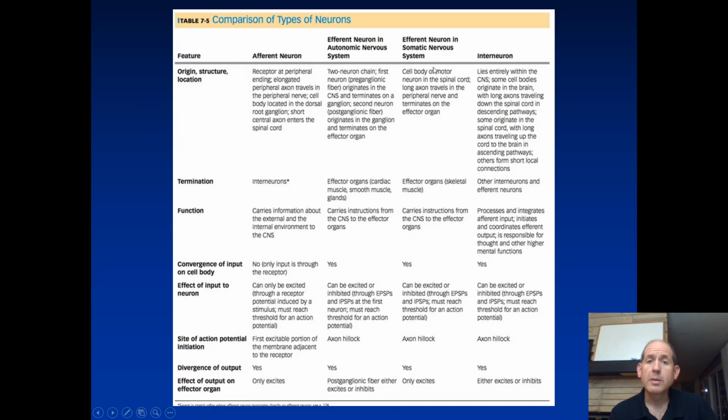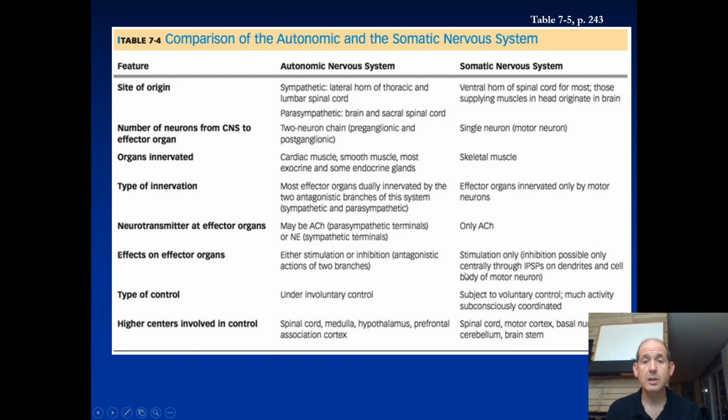So the somatic neurons, compared to others, have as their effector organ, again, skeletal muscle. Now they can be influenced by EPSPs and IPSPs, but when they stimulate skeletal muscle and release their neurotransmitter, which is acetylcholine, it's only going to have an excitatory effect.